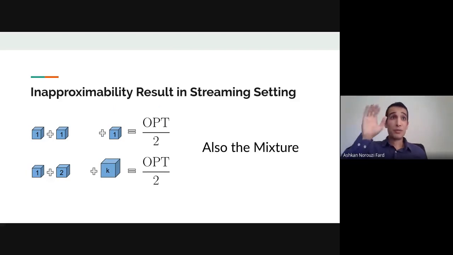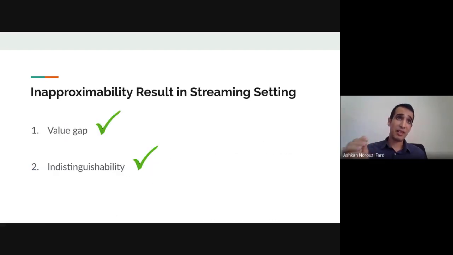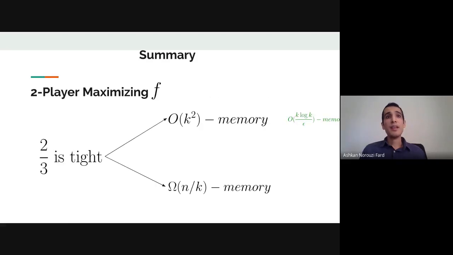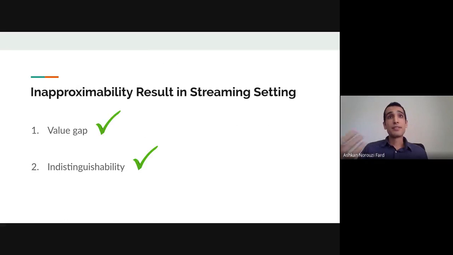So basically, we show that if you pick all from the first player, you get at most opt over 2. If you pick one element from each player, you get opt over 2 as well. And it's more involved, but we can show that for any mixture of them, we don't get better than opt over 2 either. Therefore, we get the desired value gap and this indistinguishability result that we wanted. And basically, this will result in the 1/2 hardness for the streaming setting.